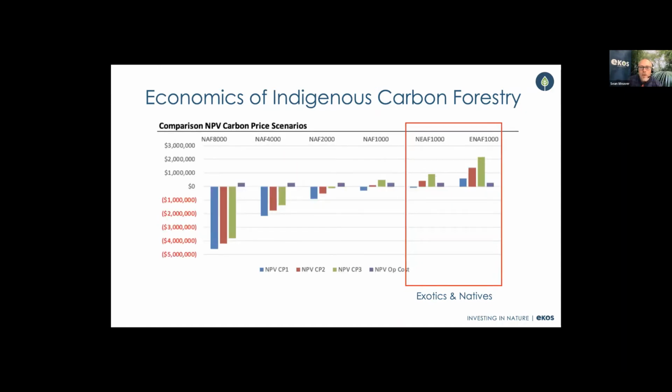So that was the internal rate of return previously, and this is the net present value, which is another indication of profitability. In each case, the projects that are deeply unprofitable, in other words, they run essentially at a loss and the economics don't work, is when there's relatively high densities of natives planted. And when they start to work is when the natives are planted at a very low density, or when there's a mix of natives and exotics.